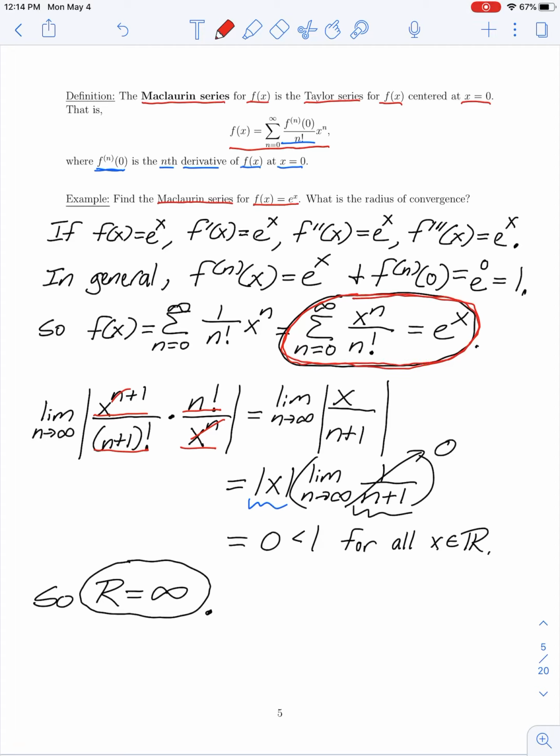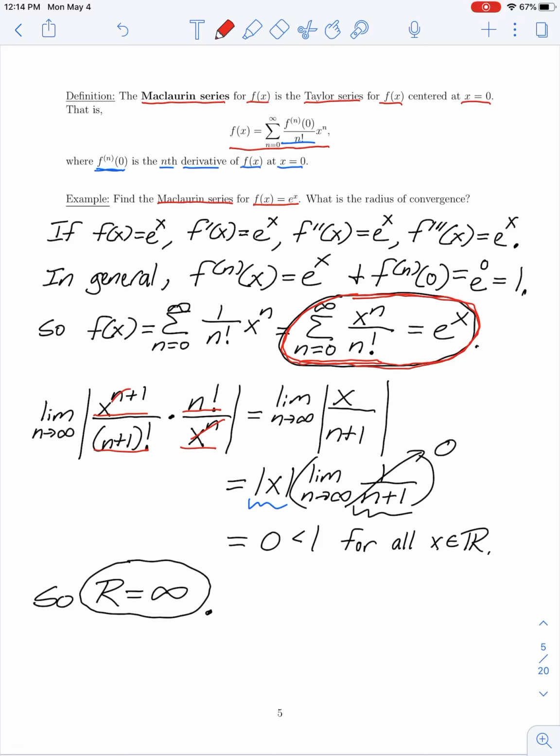So if I wanted to represent, say, e cubed as a power series, I could just plug 3 in for x in the expression that we found for this power series, and it's a valid representation of e cubed. And this says I can do that for any such value of x.